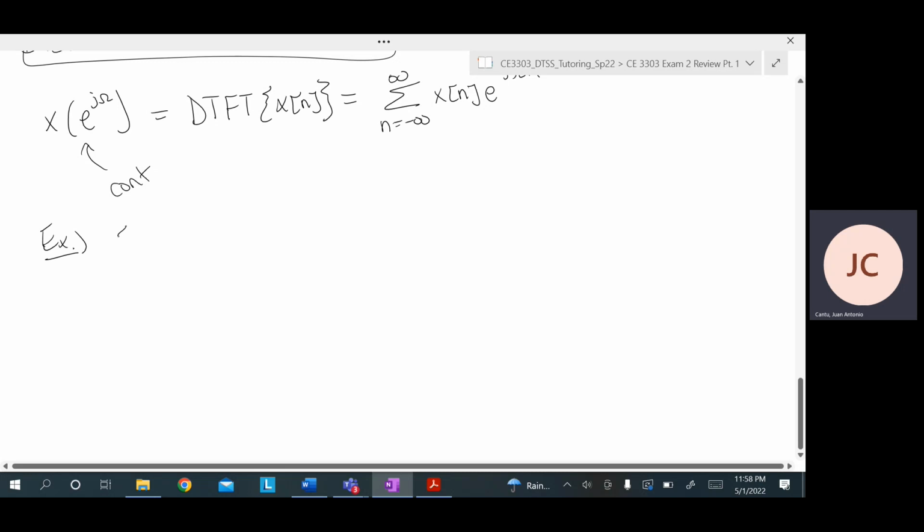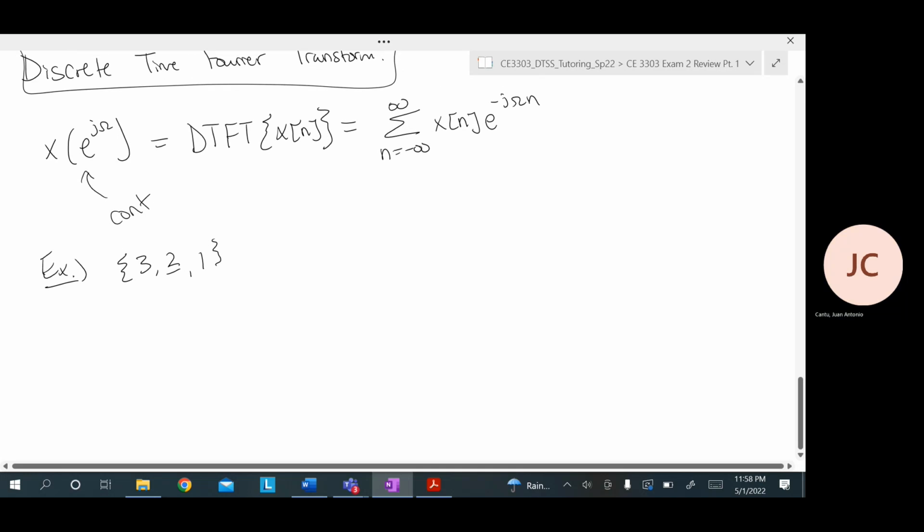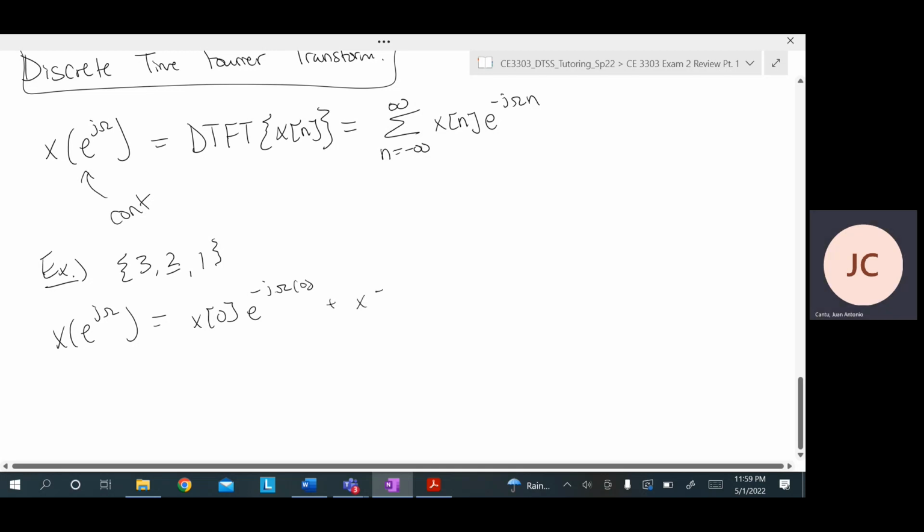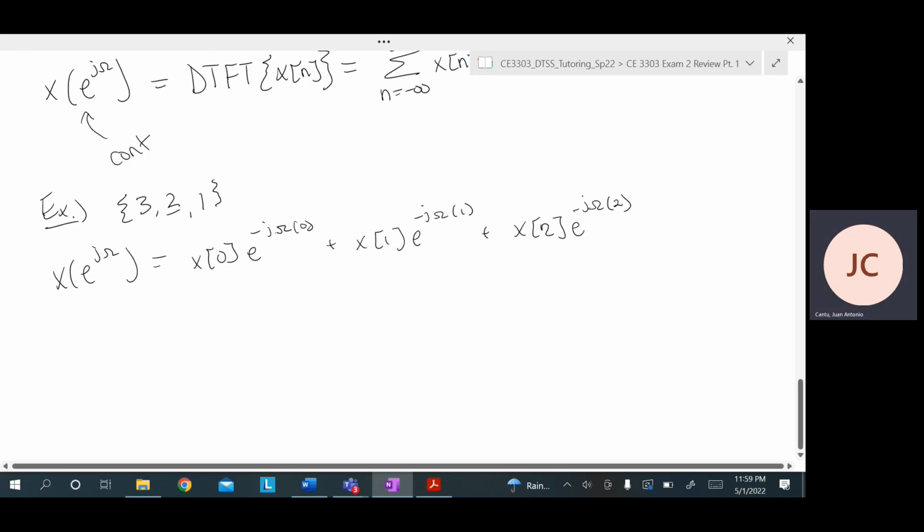Example, calculate the DTFT of the signal 3, 2, 1. All we do is follow this summation. So we'll get X(e^jω) is equal to x[0] e^(-jω·0) plus x[1] e^(-jω·1) plus x[2] e^(-jω·2). So if we calculate that, oh my bad, hold on.